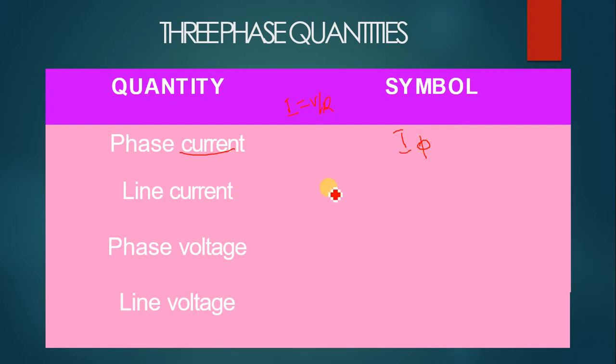Similarly, line current is given as capital I, L. Phase voltage is V phi. Similarly, line voltage is VL. These are some notations which you have to remember while dealing with any three-phase circuit. If you want to remember all these currents and voltages, these are the notations generally used.